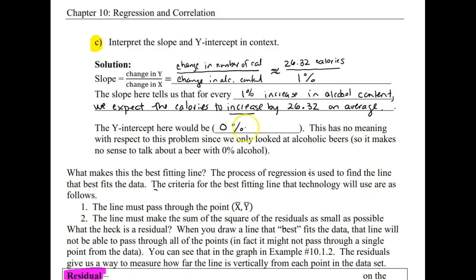We plug in 0, and the output there was 25.03 calories. So again, this has no meaning with respect to this problem since we're only looking at alcoholic beers. It makes no sense to talk about a beer with 0% alcohol. Okay, so again, the key thing on these, the relationship that we're really interested in, is the relationship described by the slope.